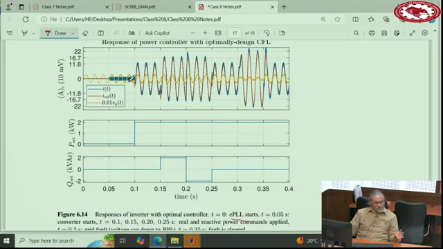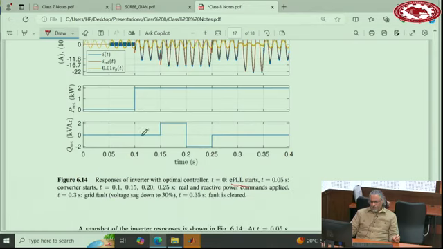And let's say the set points are 0. So it starts at 0. Then you see a very nice, almost no transient, very smooth start, because the PLL already converged. We put 50 milliseconds for the PLL to converge. And then at this point, 0.1, we apply a real power, 2 kilowatt command.